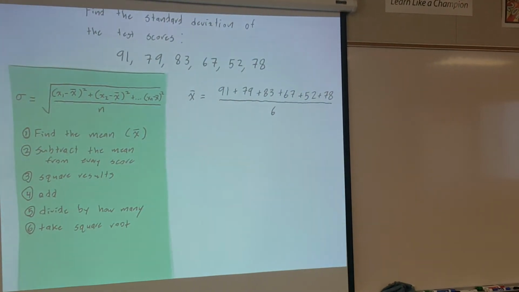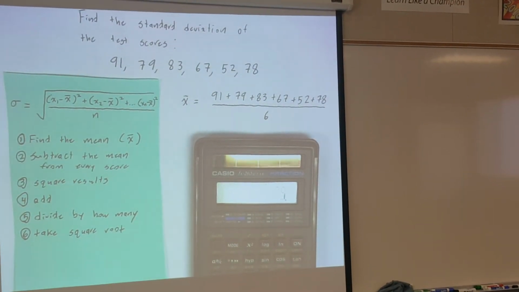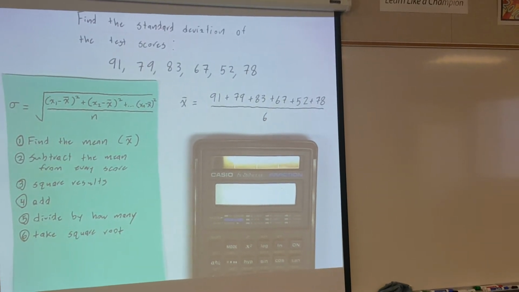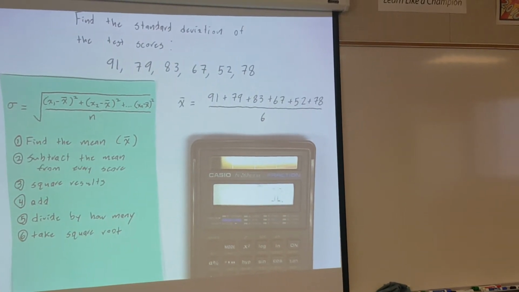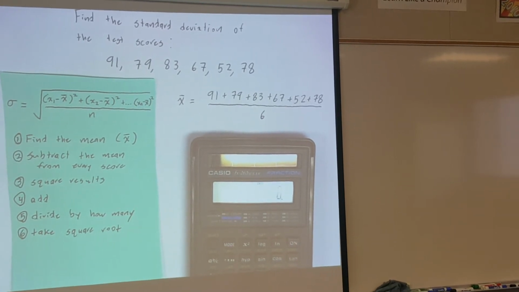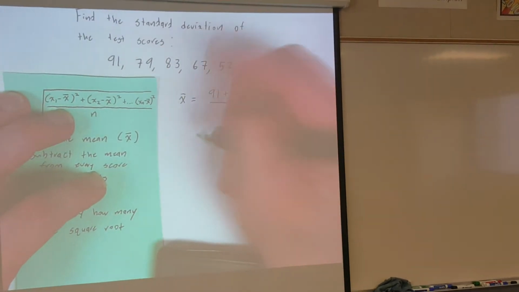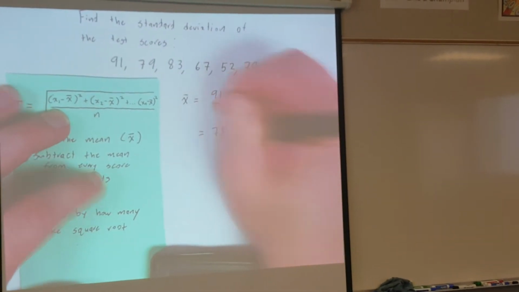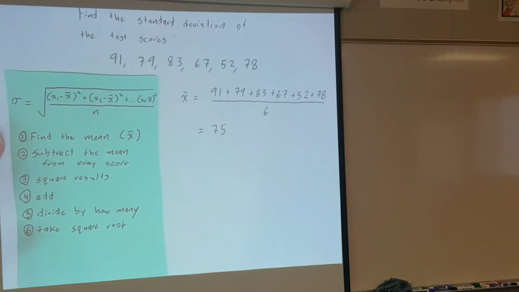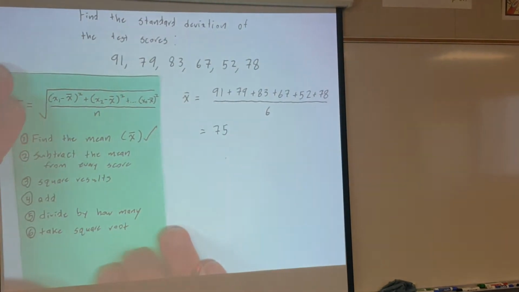So let's grab a calculator and do that. So here we go with our calculator. We're going to take 91, add in 79, add in 83, add in 67, then plus the 52, plus the 78, hit equals, and then divide that by 6, and we get a very nice mean of 75. And usually the mean won't come out this nicely, but for this example it did, luckily. Okay, so step 1 was to find the mean. Notice we have done that, so put a check by that, that's all good.